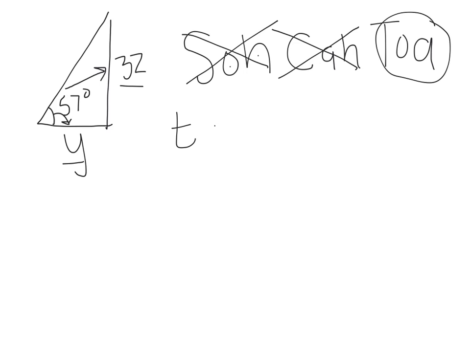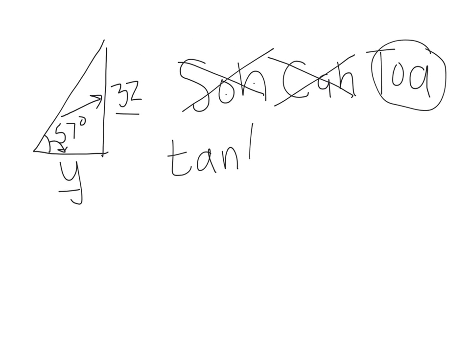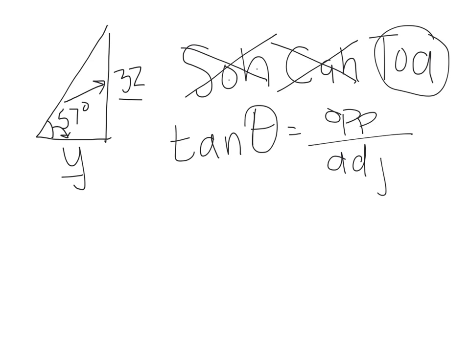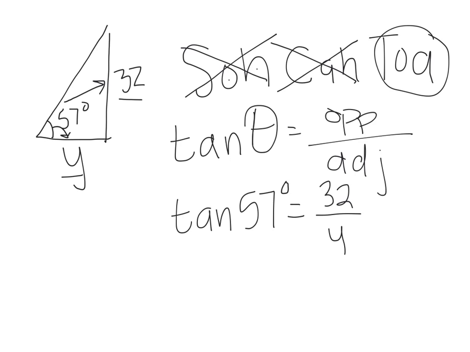So I'm going to write tangent, and we know the tangent of theta equals opposite over adjacent. So we're just going to fill in what we know here. We know our theta is 57 degrees, so tangent of 57. Because it's in degrees, make sure your calculator's in degree mode as you go to calculate this. Our opposite side is 32, and our adjacent side is y.